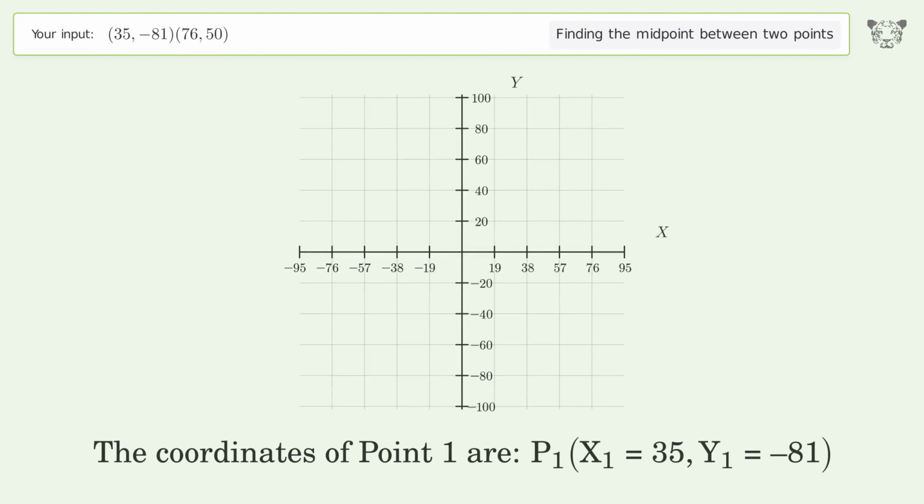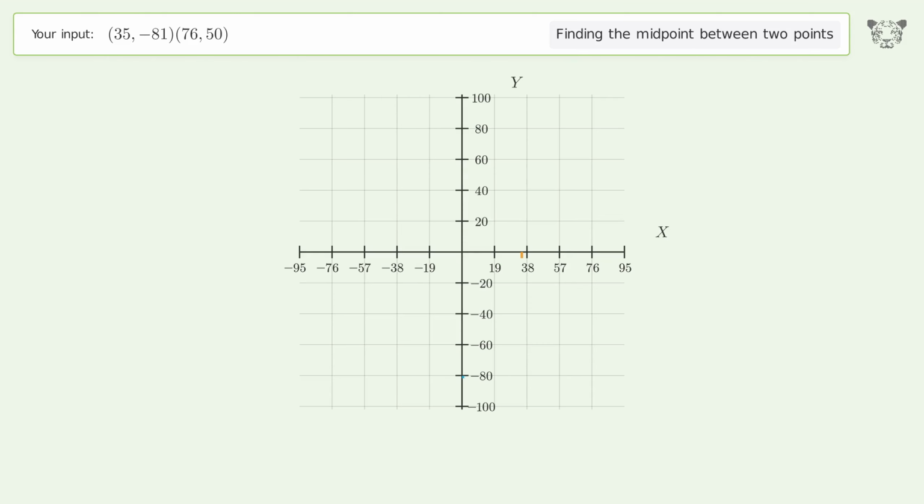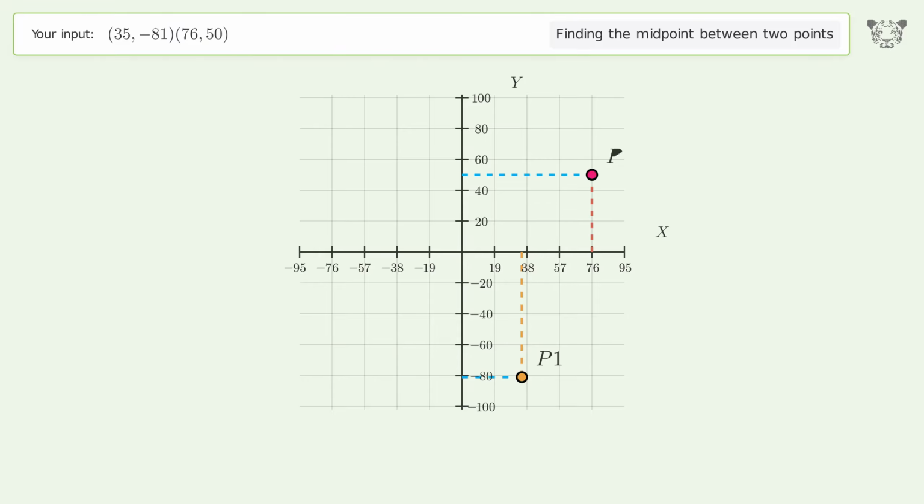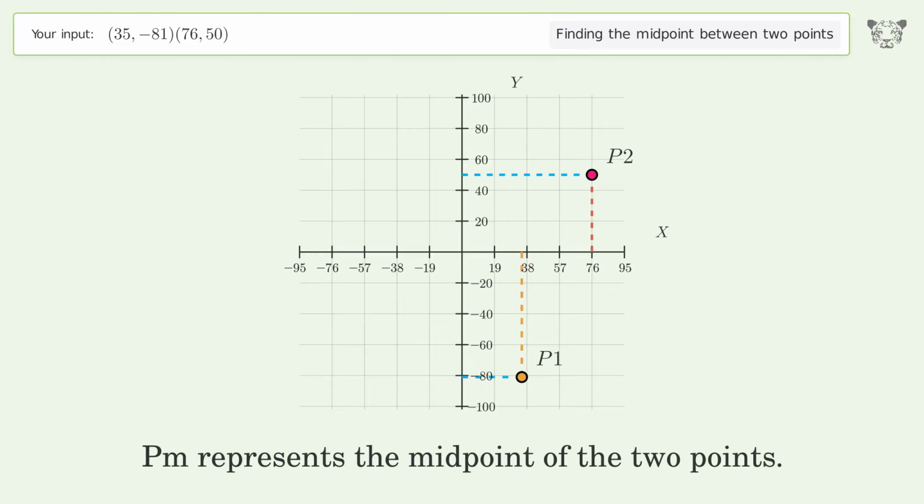The coordinates of point 1 are x1 equals 35, y1 equals negative 81. The coordinates of point 2 are x2 equals 76, y2 equals 50. PM represents the midpoint of the 2 points.